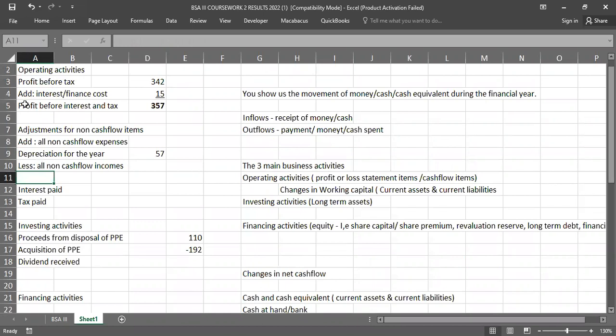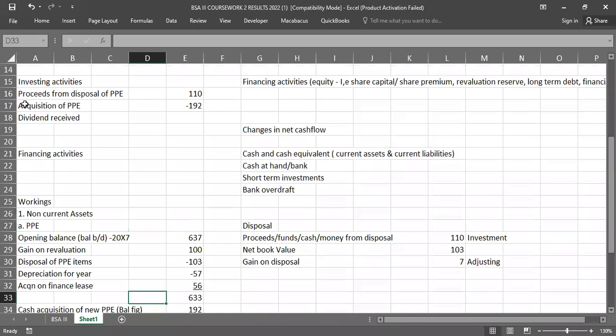So here you will say gain on disposal. It was 7. I don't put brackets because I mean minuses, so I don't forget. Okay, so that is it. You can go back to investment.